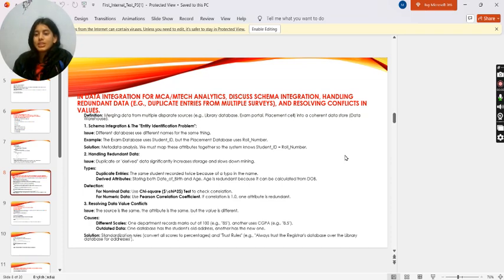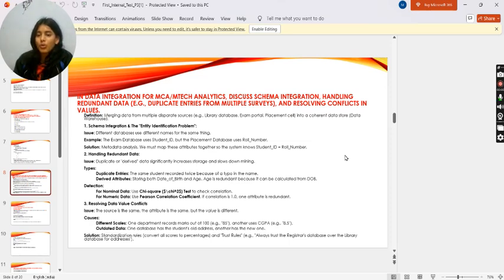Handling redundant data. Issue: duplicate or derived data significantly increases storage and slows down mining. Types: duplicate entries, the same student recorded twice because of a typo in the name. Derived attributes: storing both date of birth and age. Age is redundant because it can be calculated from date of birth.